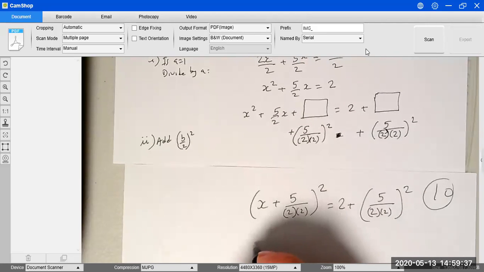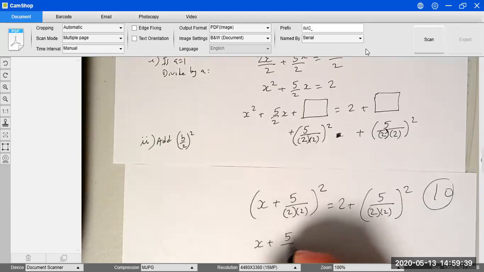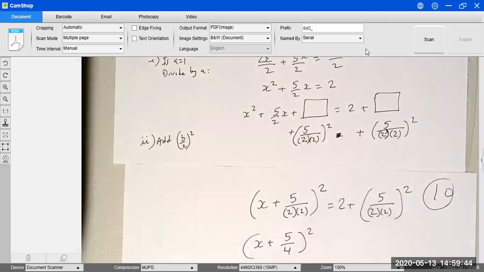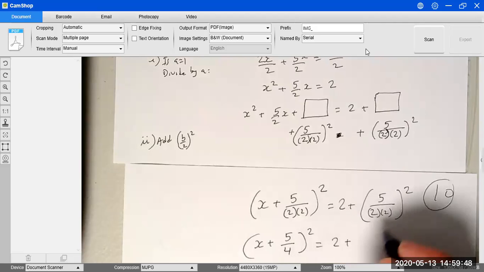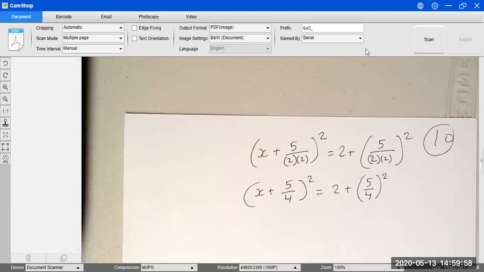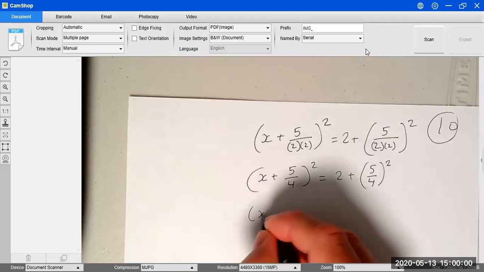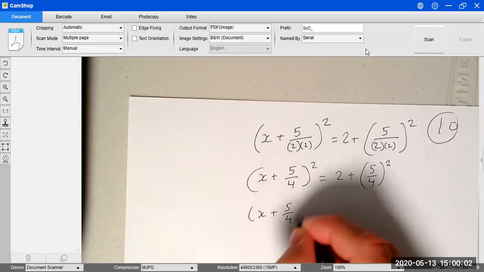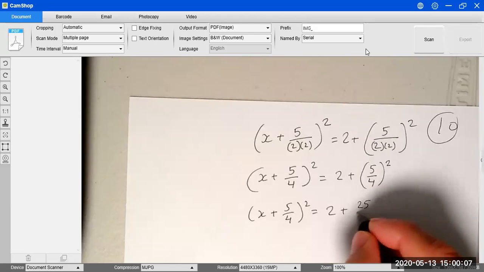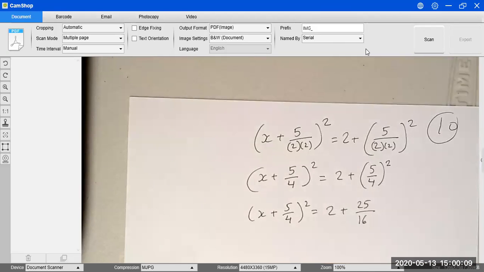Here I'm going to have x plus 5 over 4, because 2 times 2 is just 4. And on the right hand side I'm going to have 2 plus 5 over 4 squared. So we're going to square the numerator and square the denominator. On the left hand side, I still have the same thing. On the right hand side, now I have 5 times 5 is 25, and here, 16.